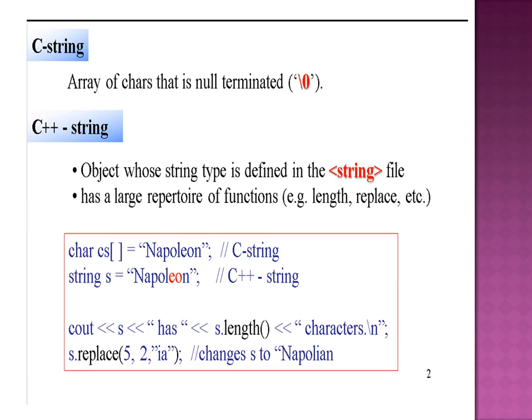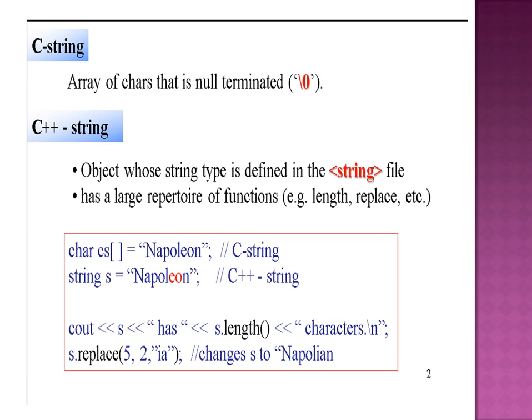So s has whatever characters will be printed over here. Similarly, there is a replace function. We'll explore in detail what the replace function is all about and its different parameters, different constructors also. So s dot replace, so replace is a function that by default takes 5 comma 2 followed by ia. That means you have to start with index 5, take 2 characters.